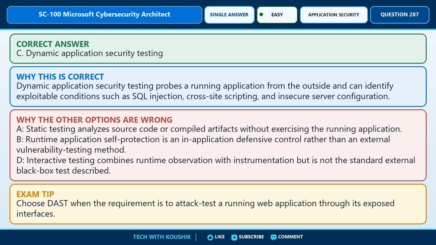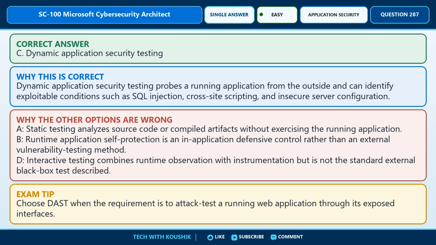The correct answer is option C, dynamic application security testing. Here's why. Dynamic application security testing probes a running application from the outside and can identify exploitable conditions such as SQL injection, cross-site scripting, and insecure server configuration.